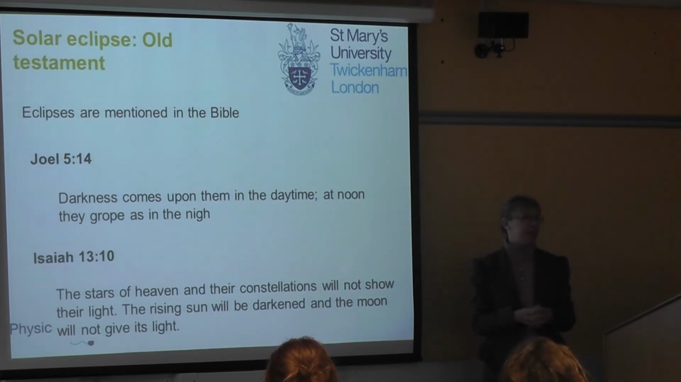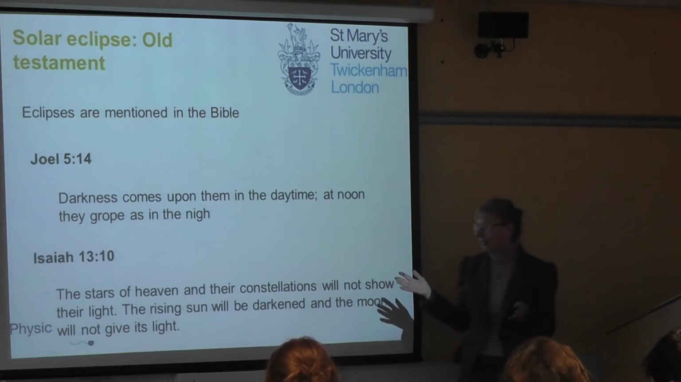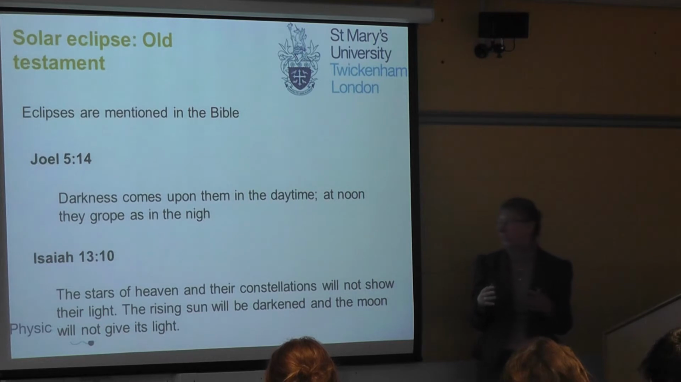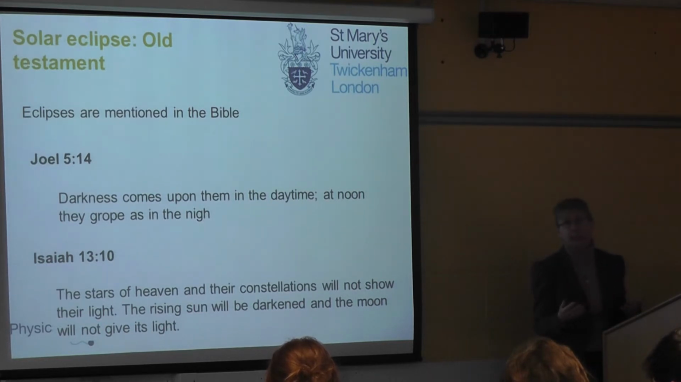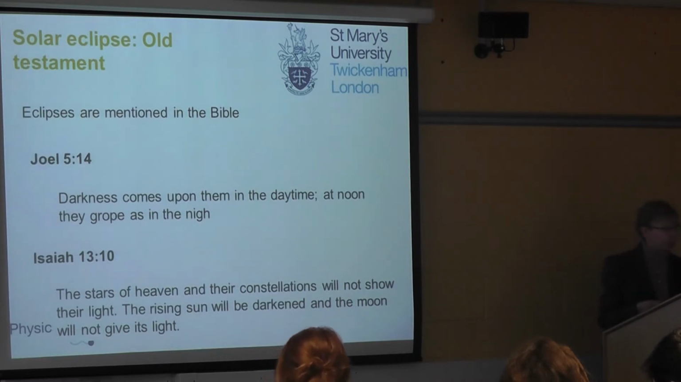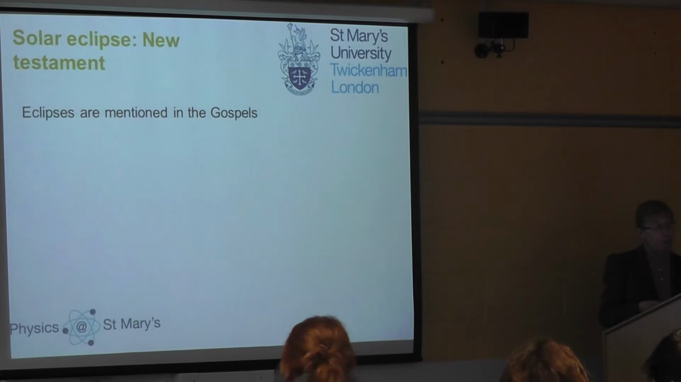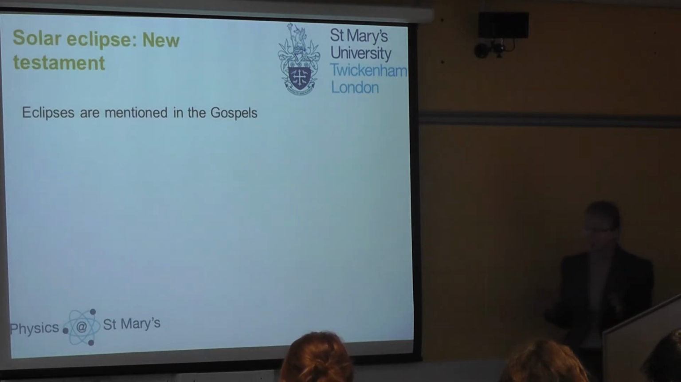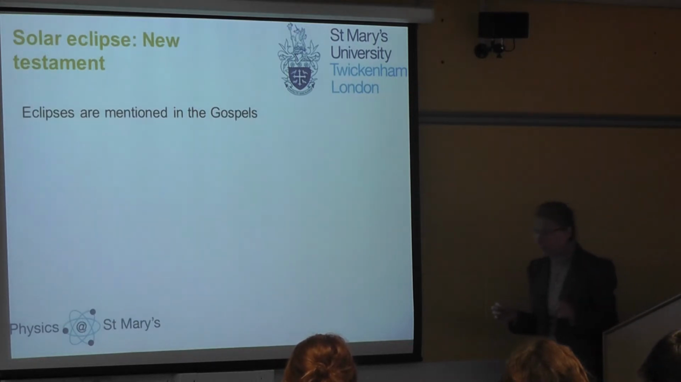Description of solar eclipses. So this means that at the time they were quite good at understanding how the solar eclipses were happening and why they were happening, so that the moon was basically between the earth and the sun. Now there are some eclipses which are mentioned also in the New Testament.